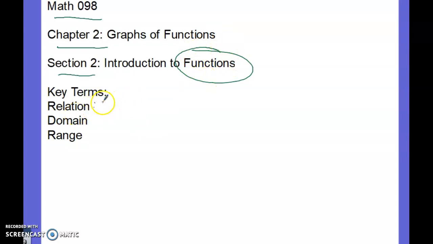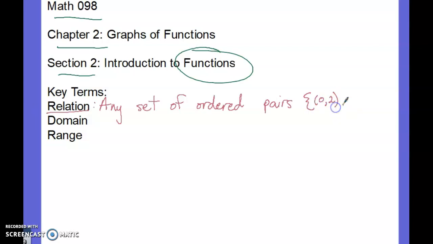A relation is any set of ordered pairs. This is kind of a lame explanation. You might get a better explanation if you Google a relation. But a relation can be written as any ordered pairs that you want. You can just make them up as you go, (0, 2), (1, 3). Maybe you repeat things like (1, 4), things like that.